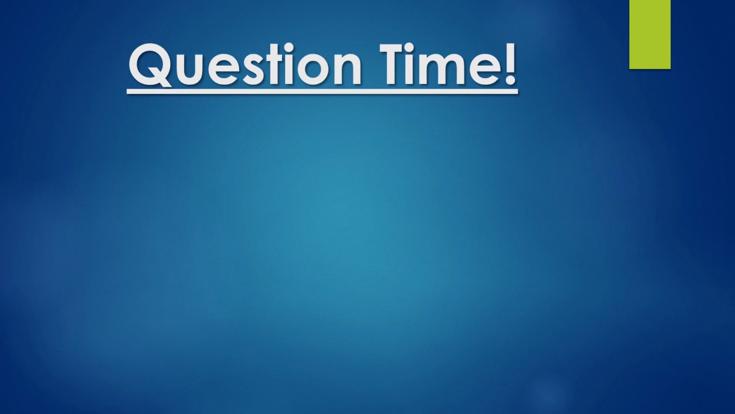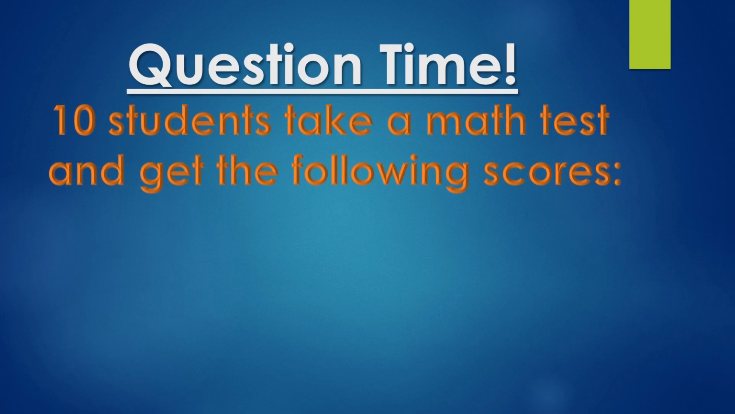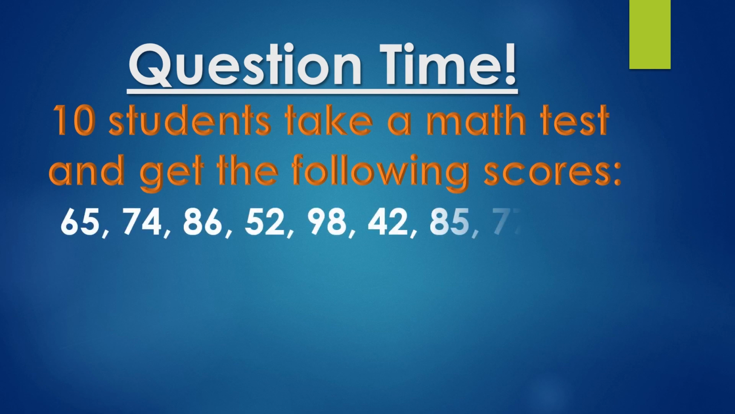And now, students, it's question time! We're going to look at a math problem involving math students. 10 students take a math test and get the following scores. We're going to look at all 4 of the definitions we've been given and find all 4 of those things for this math problem. We're going to start with the mean.